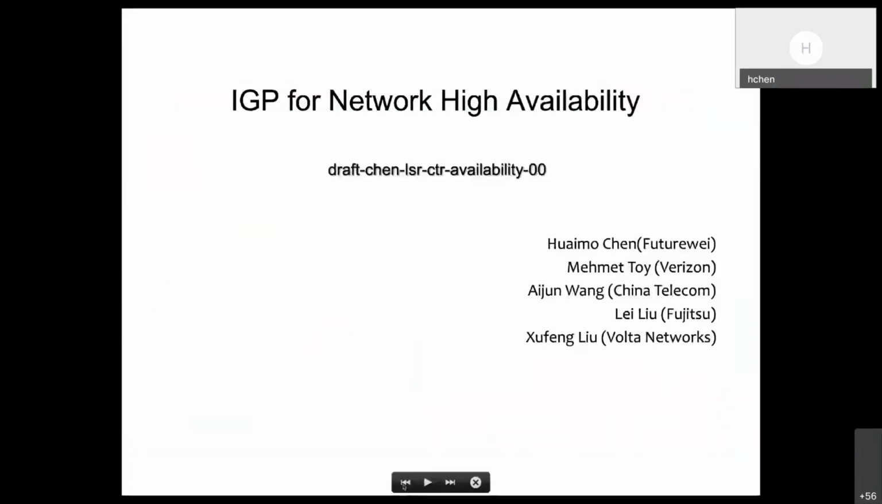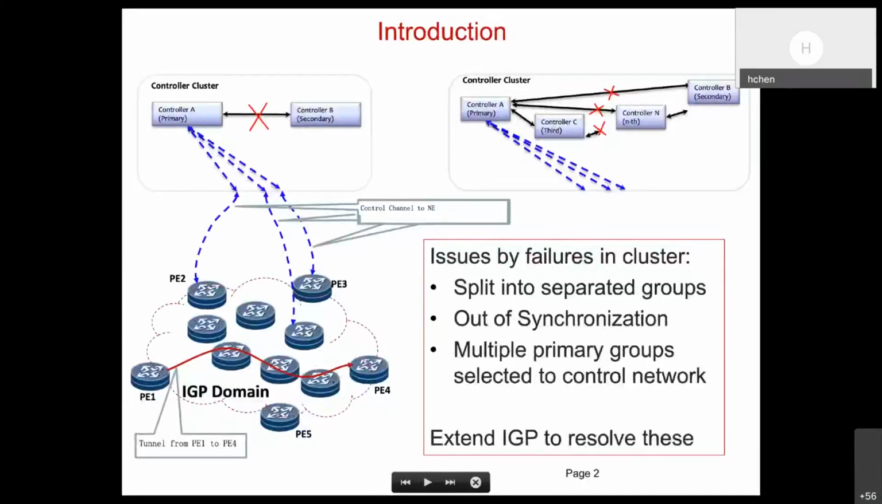Today, I'm going to present IGP for network availability. Right now, more and more networks are controlled by a central controller. So the central controller is a single point of failure for the network. So the controller reliability, or high availability, is very important for network reliability.